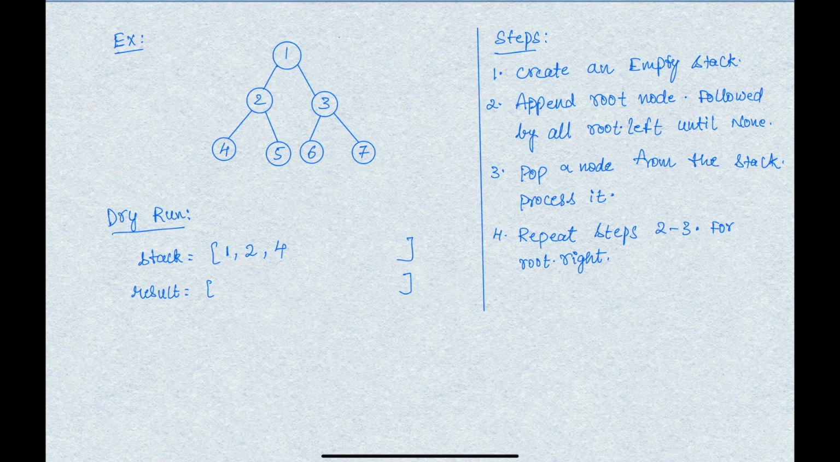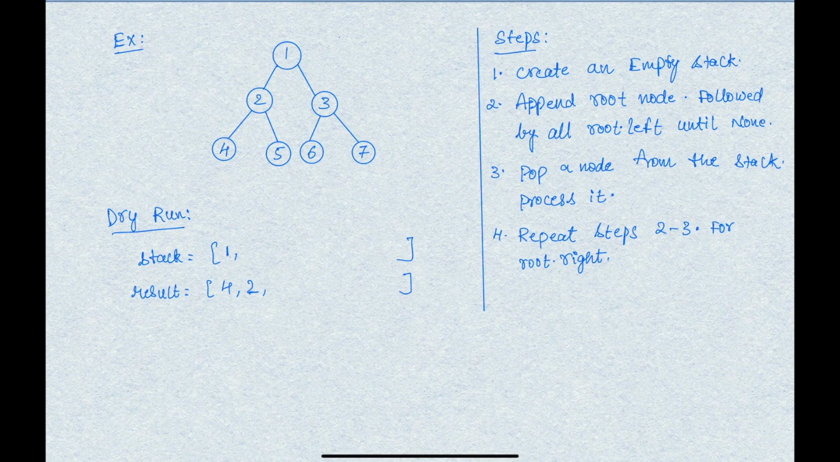Then we go to step 3, which is pop a node from the stack. So we are popping node 4 from this stack and we are processing it. Processing is storing it in the results. Then we go to step 4, which is repeat steps 2 and 3 for the root.right. Since the root.right is none, we are not going to process anything there. Then we are going to pop one more node from this stack. We are going to pop 2 and process it. Processing is storing it in the results. So we are going to store the 2 here. Then we go to step 4. In step 4, we are going to add a root.right.